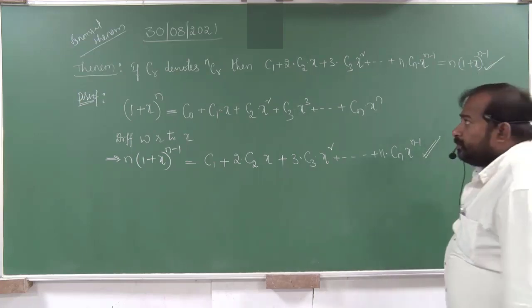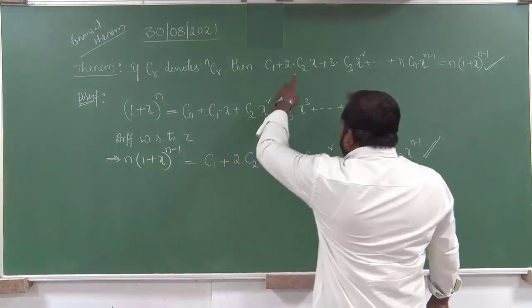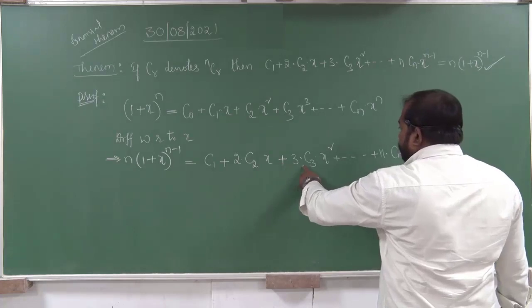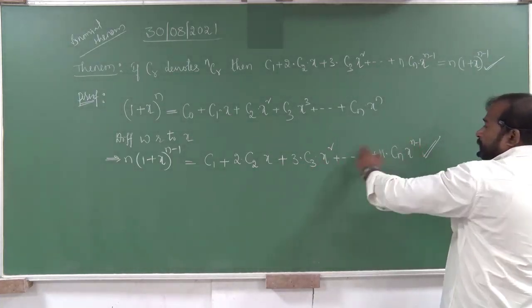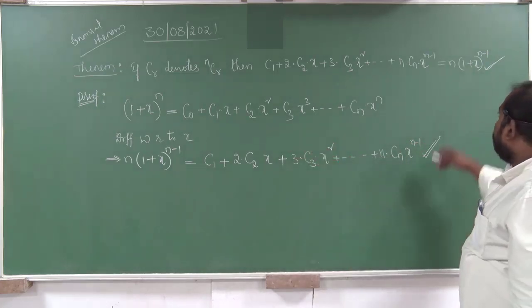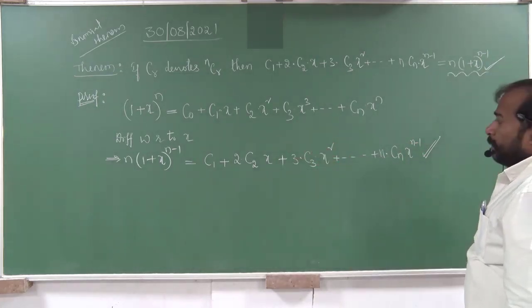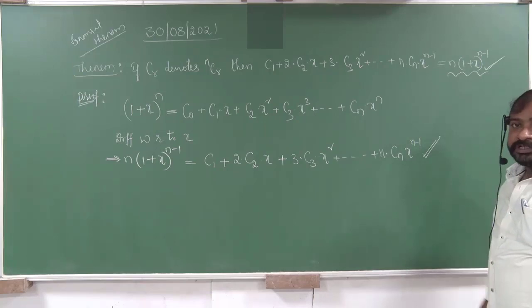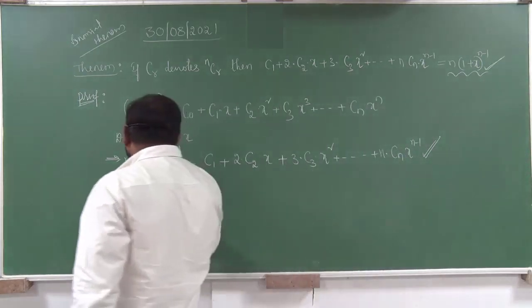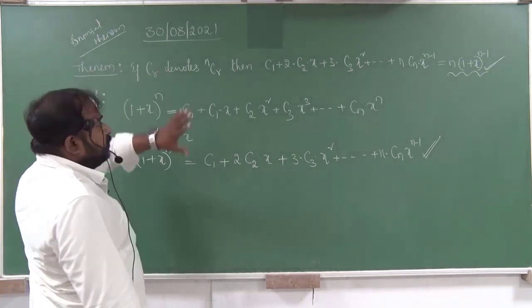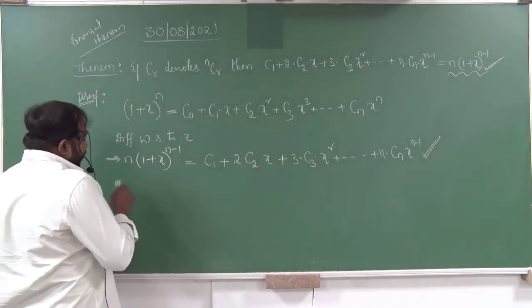Just cross check one time. C1 plus 2 into C2 into x plus 3 into C3 into x square plus ... plus n into Cn into x power n minus 1 is equal to, what is the value? n into (1 plus x) whole power n minus 1. That is the value. Okay, ma'am. So this is one more formula related to binomial coefficients.